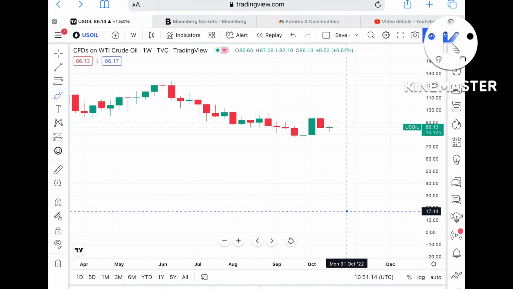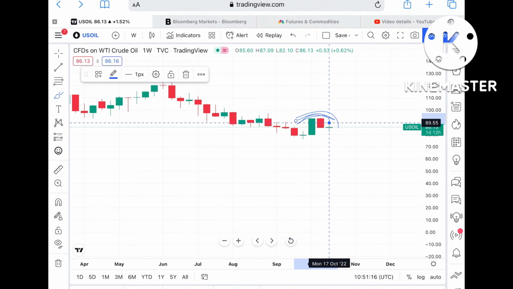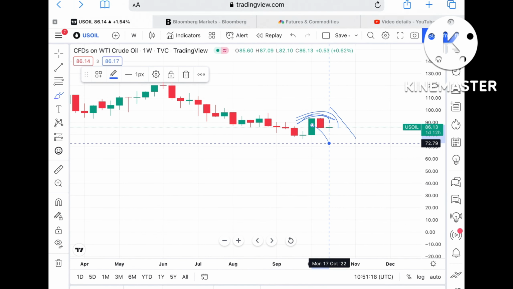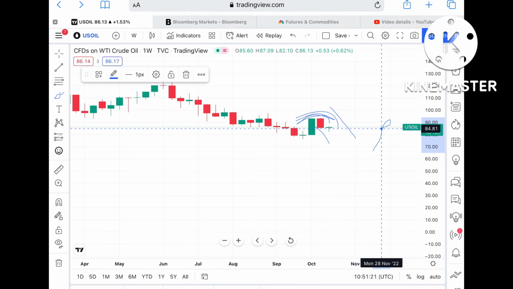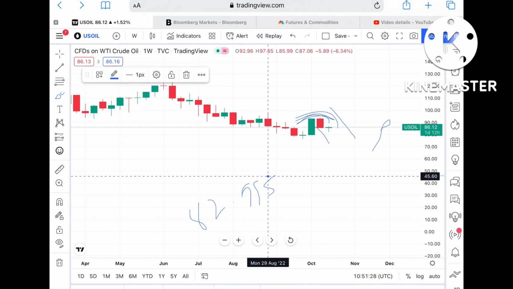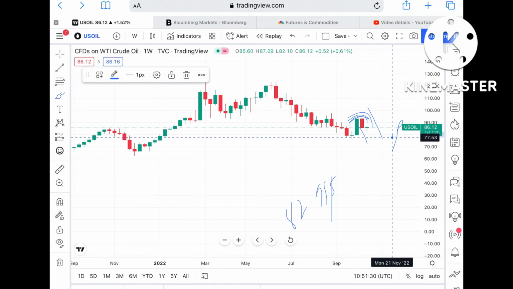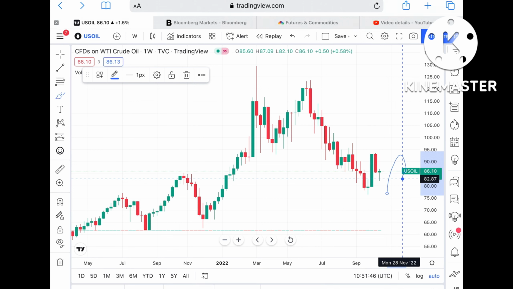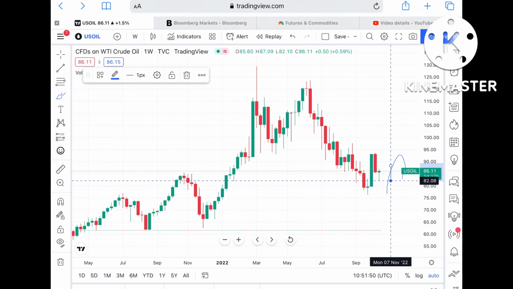Now if this level doesn't sustain, we can see a swing formed at this particular level. If this level doesn't sustain, then there is a high chance that it can fall further down and touch a support of around $82.91. Once this level goes further down, it can move below a level of 82.87, and from there it can touch a level of $82.